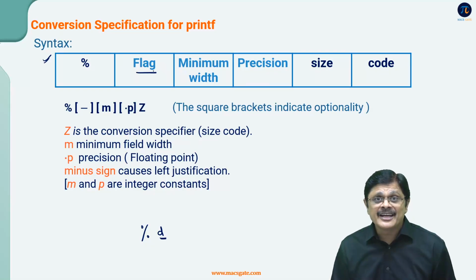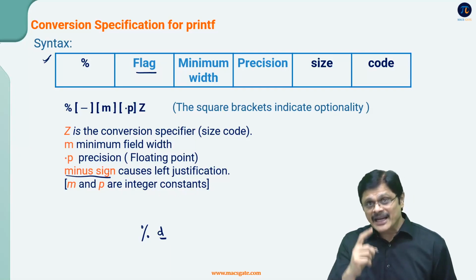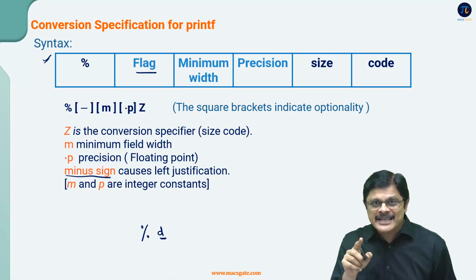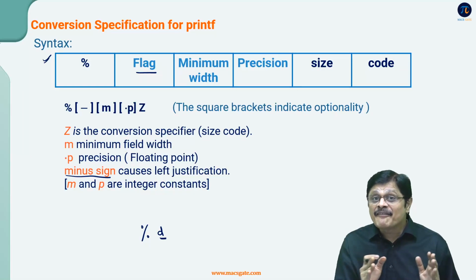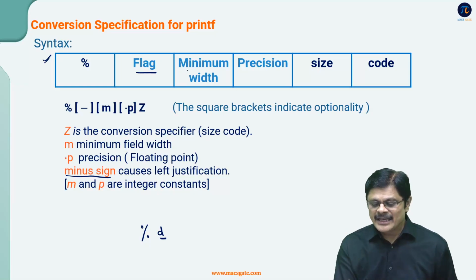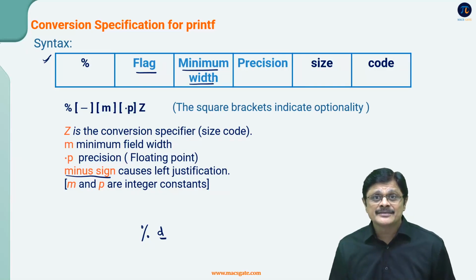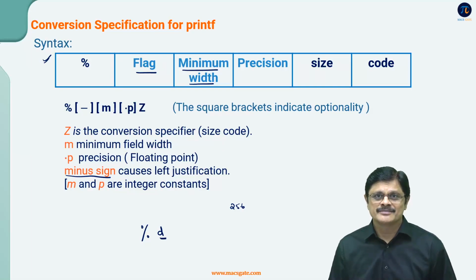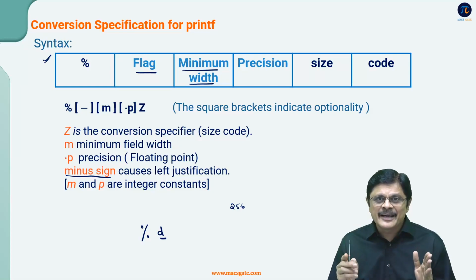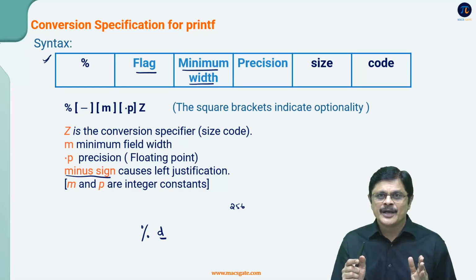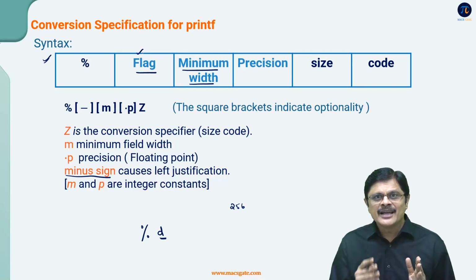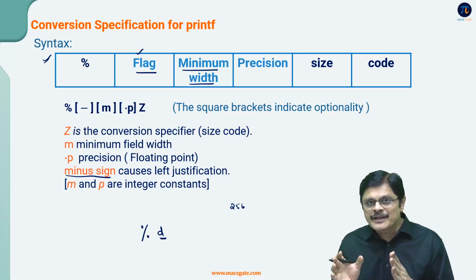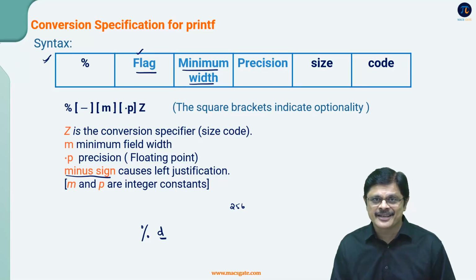One is the flag field. See, the flag field is by default plus sign, but if you keep minus sign, it causes left justification. It can have a minimum width field. For example, you want to print 256 in 10 columns. This minimum field width you can set as 10. So in 10 fields the 256 will be printed. If you don't set any flag field, it will be right justified. But if you keep minus sign, the 256 in 10 positions will be left justified.